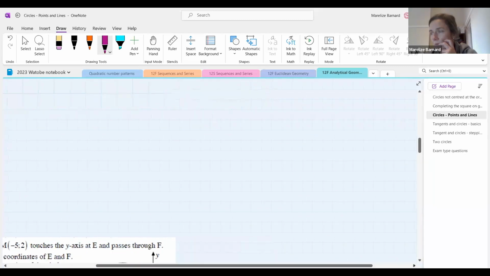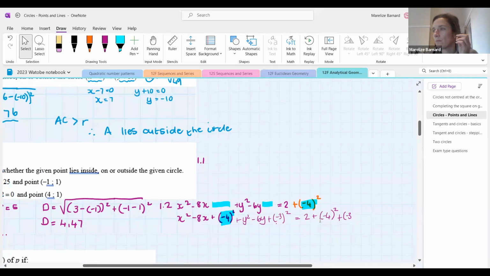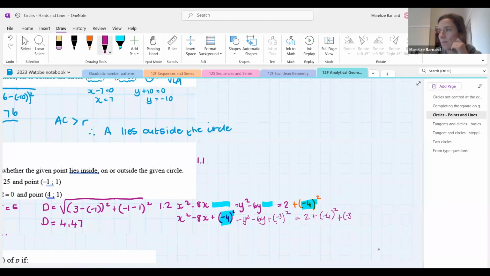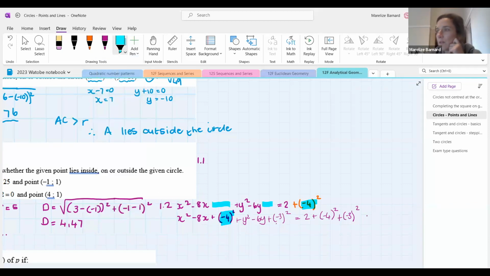Oops. Just scroll back up. And remember to take screenshots. I don't know why my pen is suddenly not working, but anyway. So everything I've added here is part of completing the square.